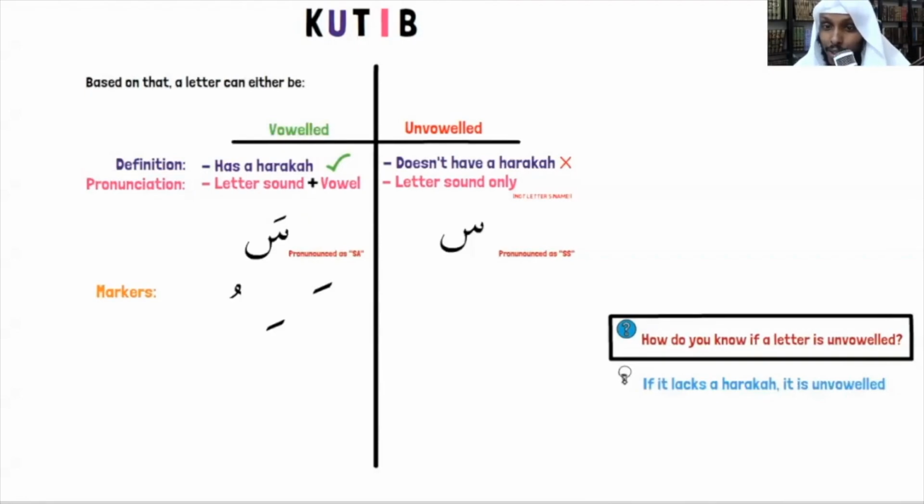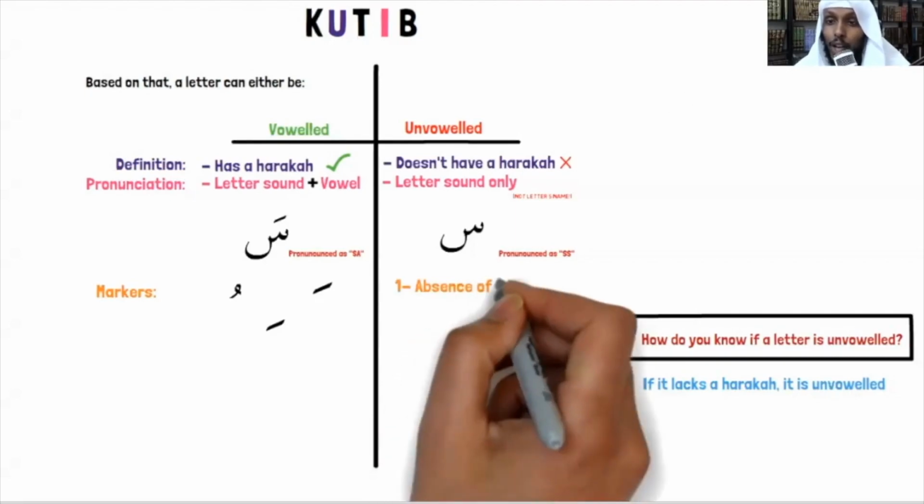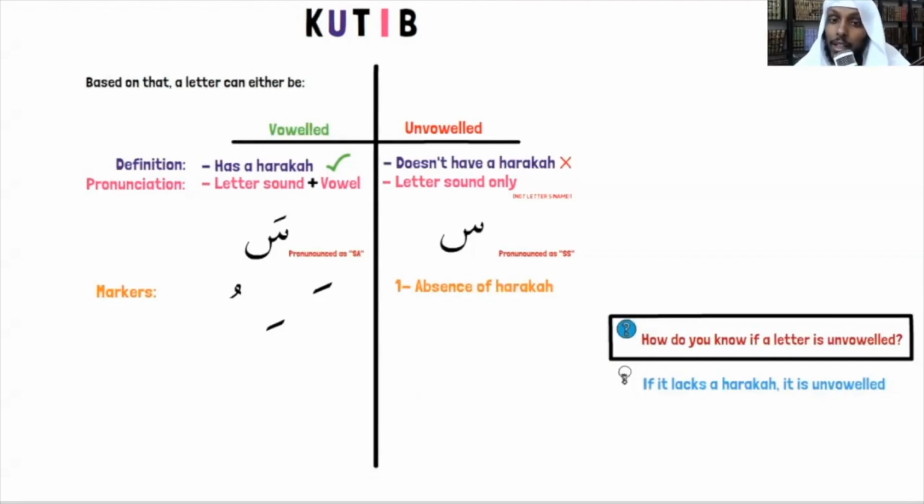Pretty straightforward, right? How do we know if a letter is unvoweled? Unvoweled, i.e. does not have a vowel. So if it doesn't have a vowel, it doesn't have a haraka, it is unvoweled. Straightforward. So the first marker, or the first thing that tells us if a letter is unvoweled, is the absence of haraka. If there's no haraka, it is unvoweled.